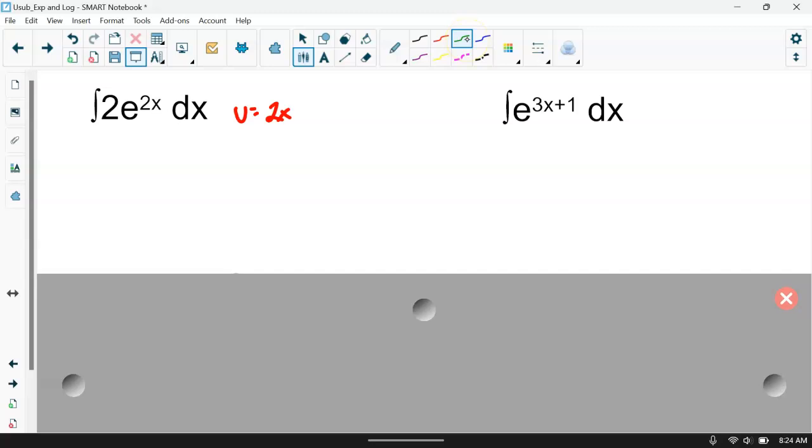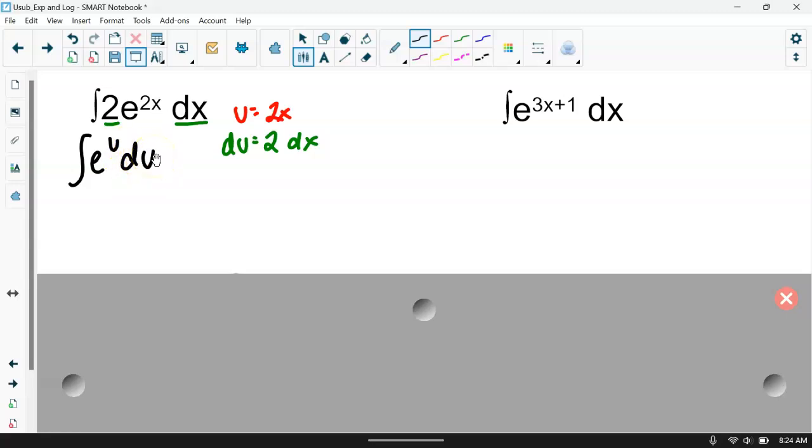And just like before, we're going to find the derivative. So the derivative of 2x is 2 dx. Do we have 2 dx? Yes. So that means we can do direct substitution with everything here. So this is e to the u du.